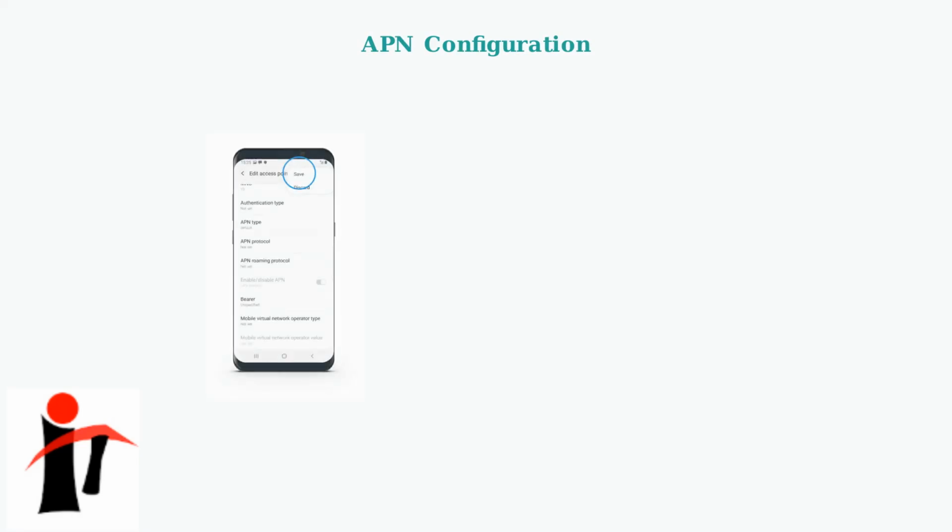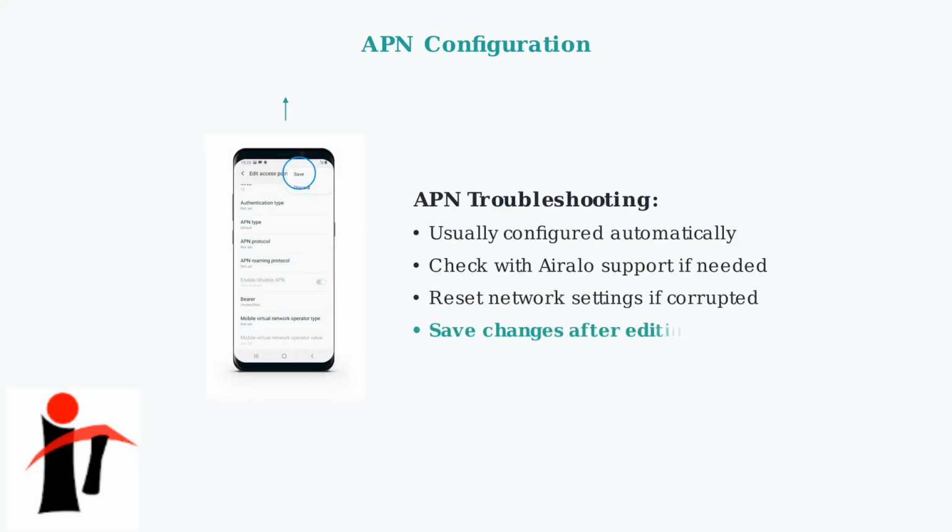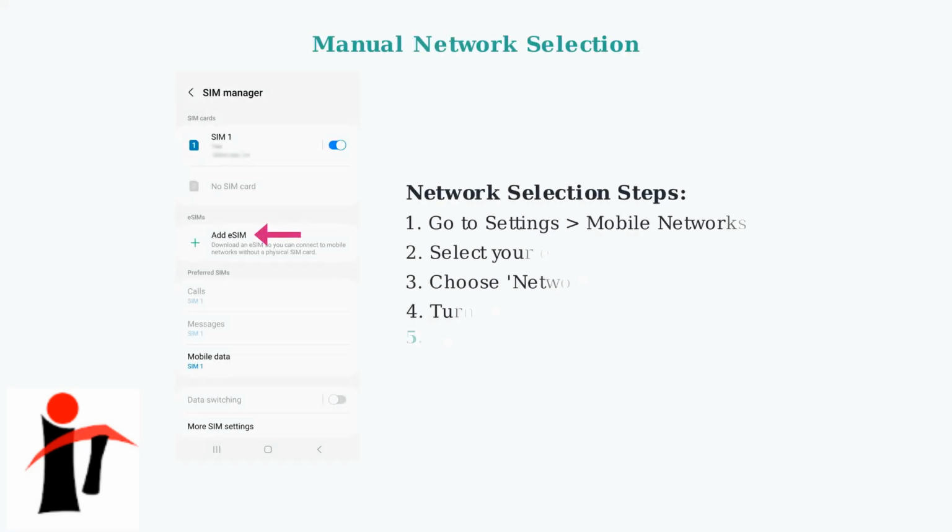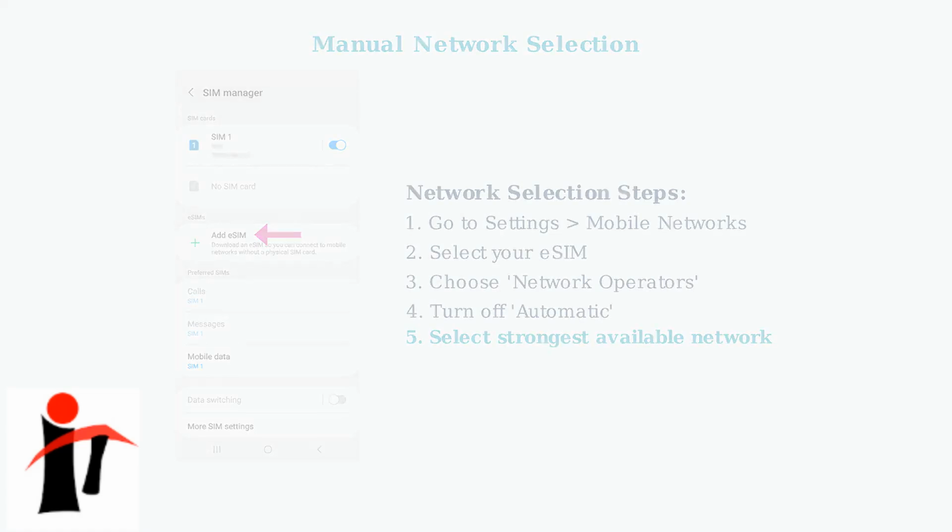Incorrect APN settings are another common cause of connection problems. The access point name tells your device how to connect to the mobile network. If problems persist, try manually selecting a network in your device settings. Sometimes automatic network selection doesn't choose the best available carrier.